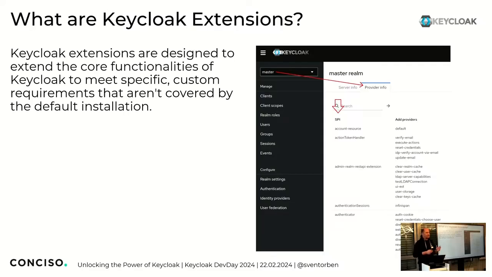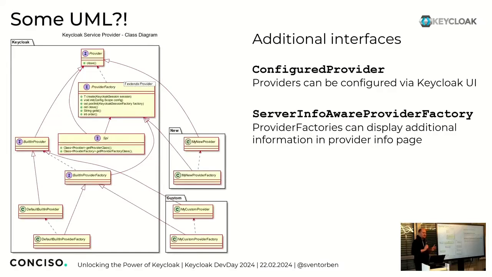But I want to introduce you to how this works in more general, like the abstract concept that lies behind it. And I start with some UML, sorry for that. So Keycloak basically offers a service provider interface mechanism. It's basically what comes out of the box with Java Standard Edition. So if you're aware of the service provider mechanism in Java SE, you basically know how this works in Keycloak.